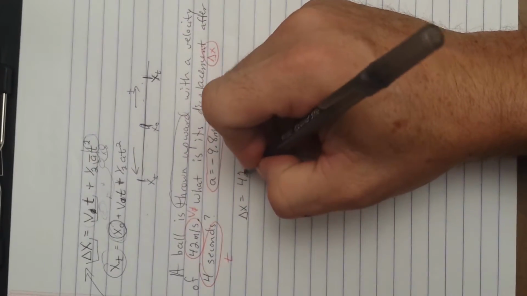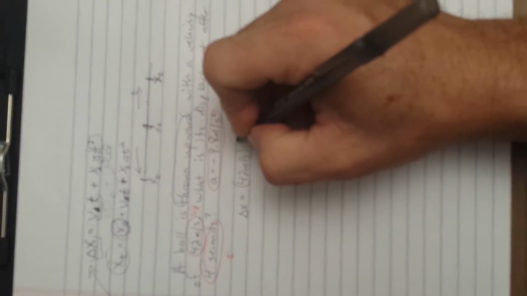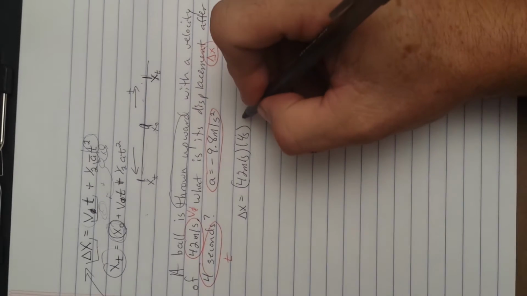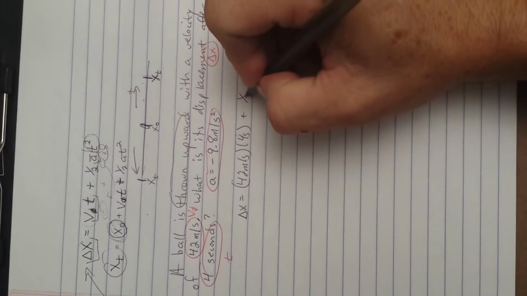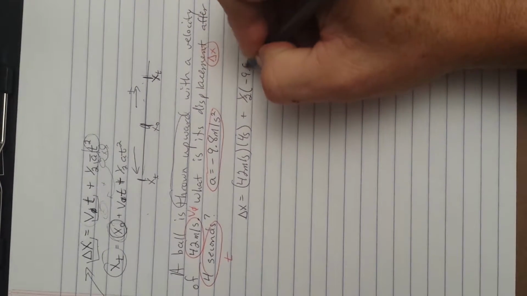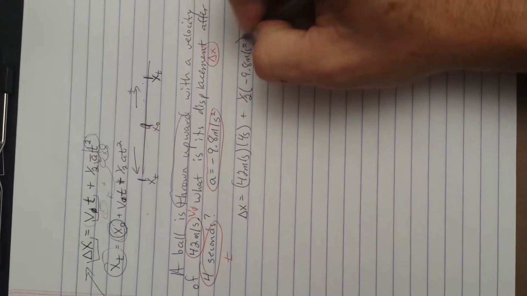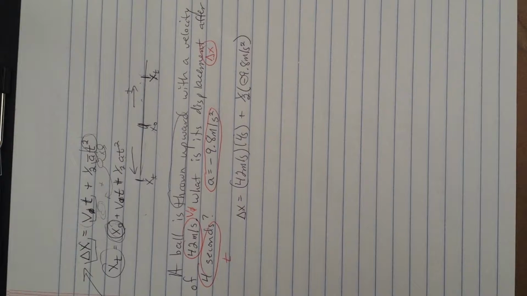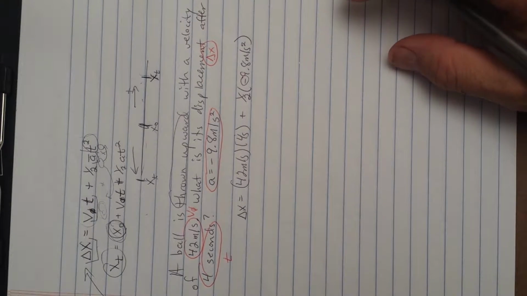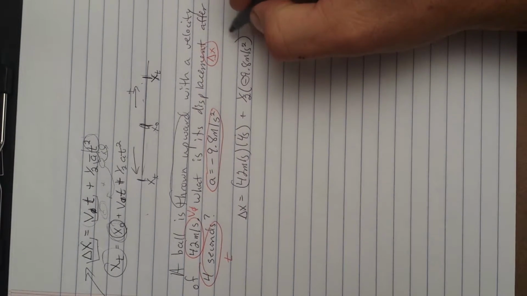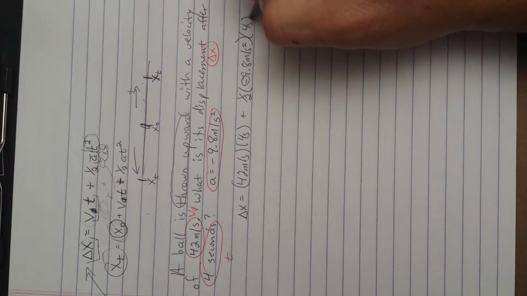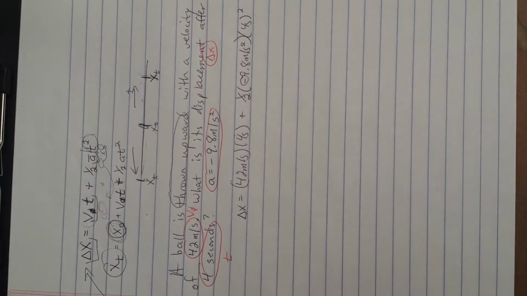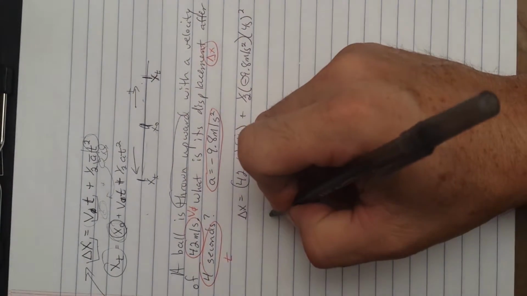V0t, 42 meters per second, times 4 seconds, plus 1/2 times negative 9.8 meters per second squared. And that's one of the most important things. You have to make sure you carry the negative along with the acceleration value. And then it is 4 seconds squared. So then we do the math.